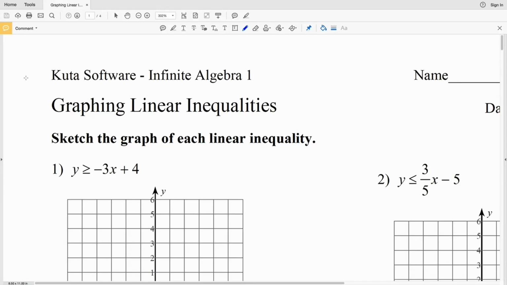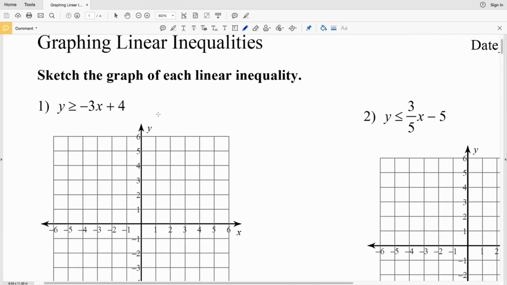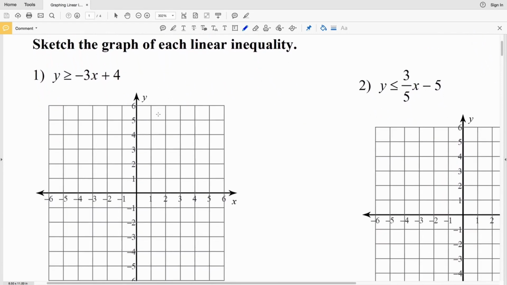In this video, we're going to start the Kuta Software free worksheet under the Infinite Algebra 1 tab called Graphing Linear Inequalities. In this video, I'm going to do the first 4 problems, and then in 2 more videos, I'll do the middle 4 problems, and then the last 4 problems. So this worksheet is broken up into 3 separate videos. Our directions are to sketch the graph of each linear inequality.